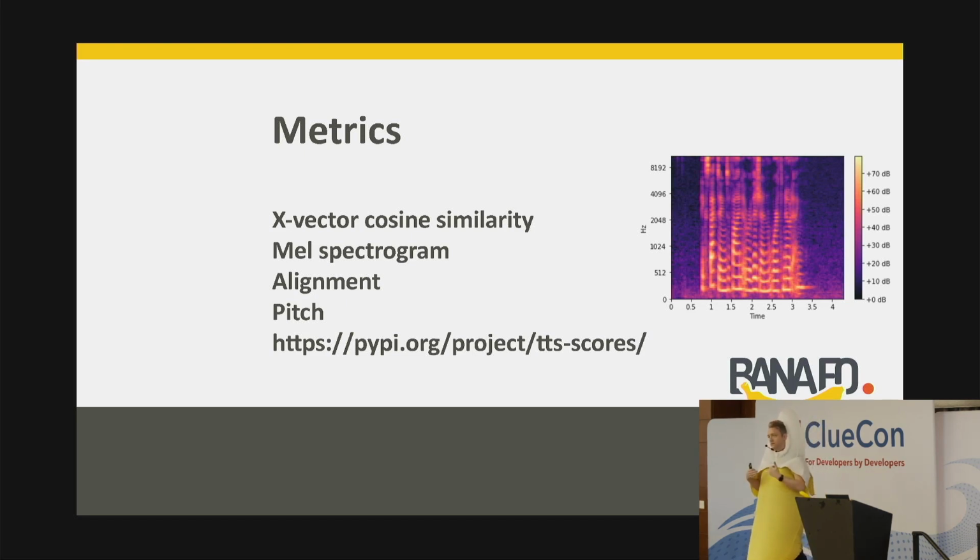So it's better to just listen to it a bit as well and maybe ask multiple people to see what they think of it. There is one way to do it, automated, the DTS scores, but I think it's actually using the X-vector cosine similarity.